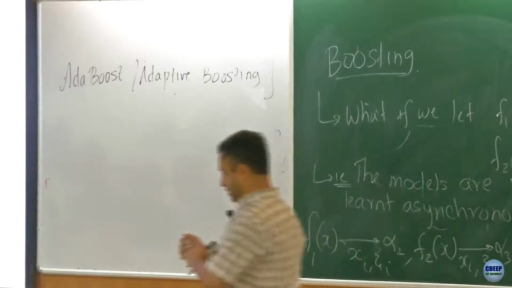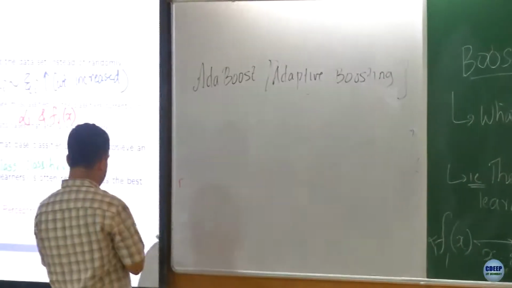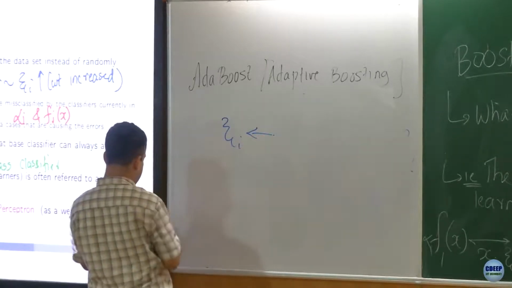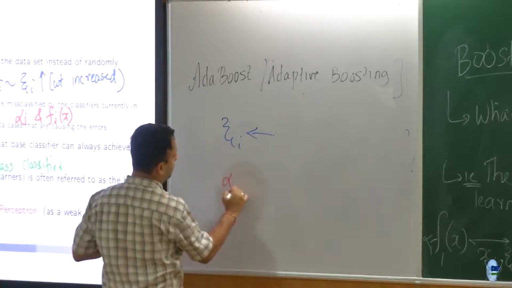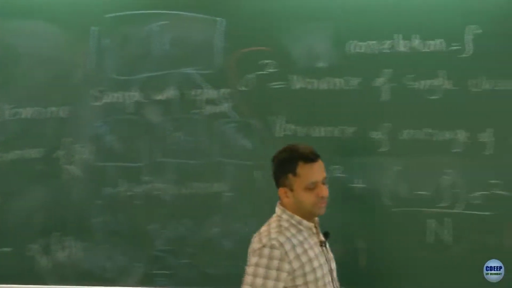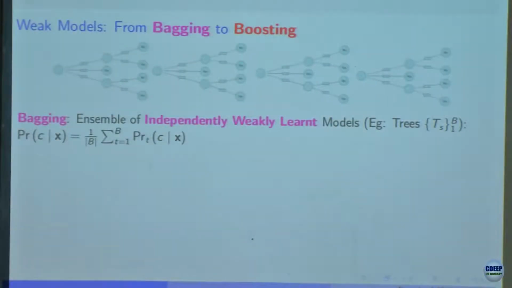Okay, and as I said, this is one paradigm for updating your weights on examples and updating your alpha j's. And we will just see that. So just to show you this transition from bagging to boosting, whatever I depicted on the board I have on the slide. What you are doing in the case of bagging is an ensemble of independently weakly learned models. When we say weakly learned models, we basically mean that the expected error is less than 1 by k.